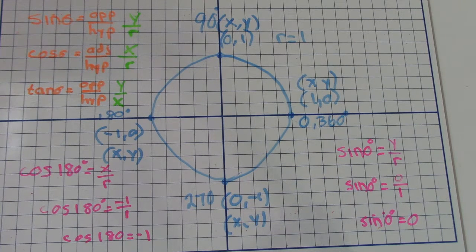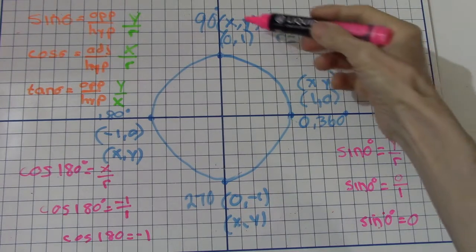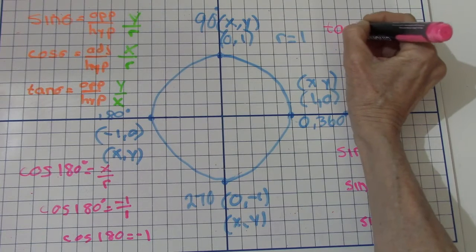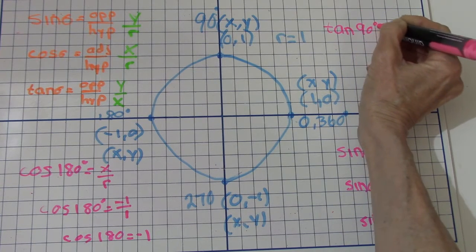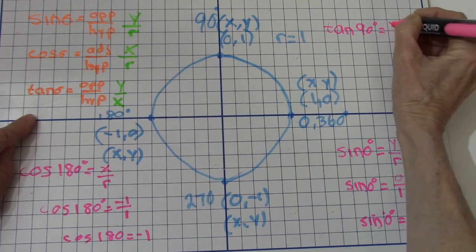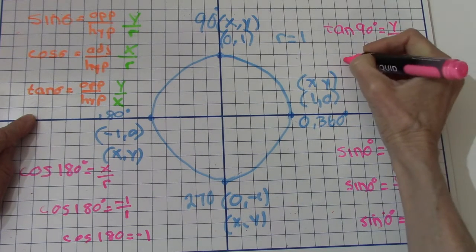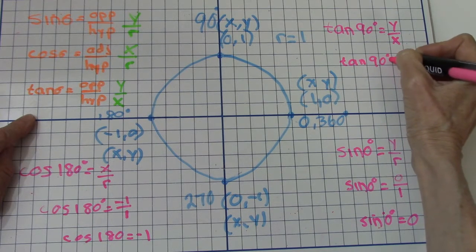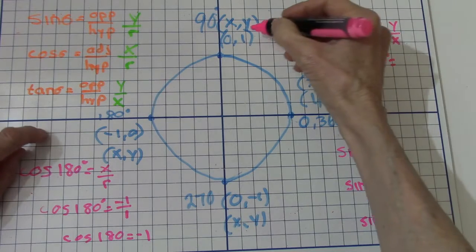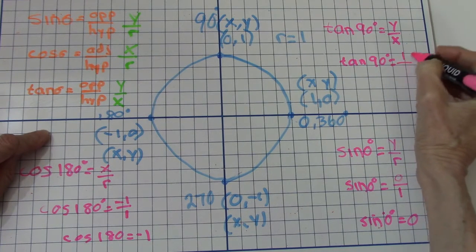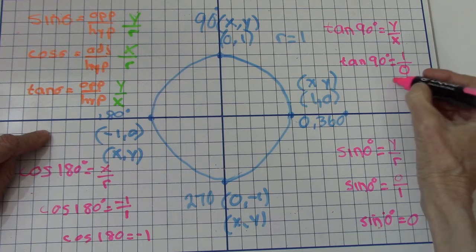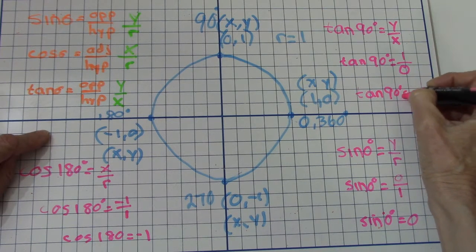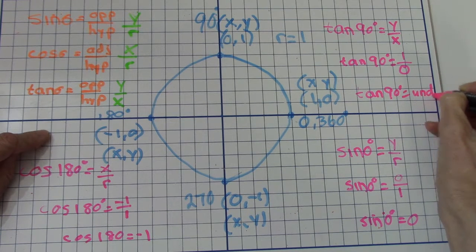Well, let's say we have a question about the tangent, and I want to know the tangent of 90 degrees. Tangent by definition is y over x. The y value here is 1. The x value is 0. So we have that the tangent of 90 degrees is undefined, because we can't divide by 0.